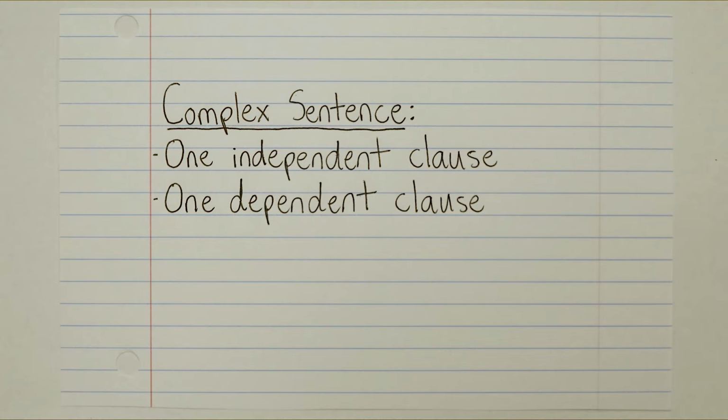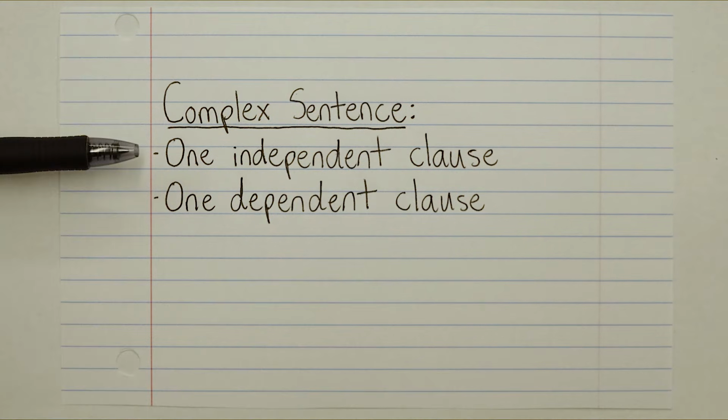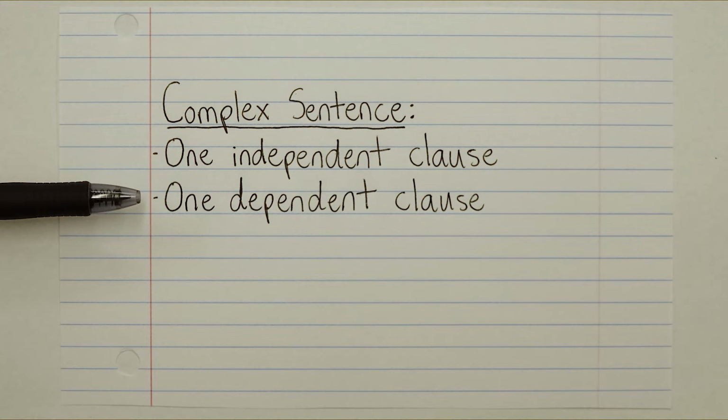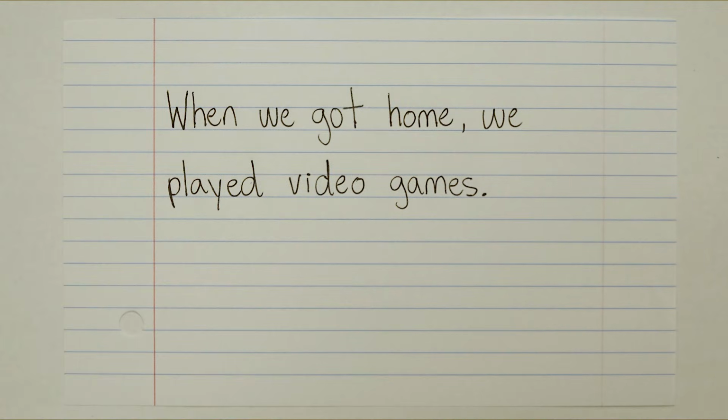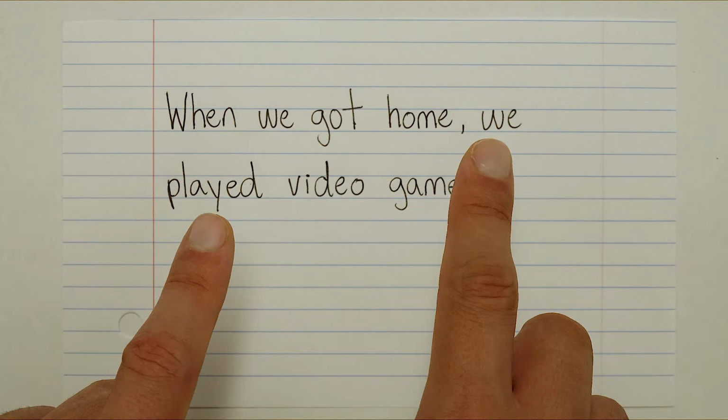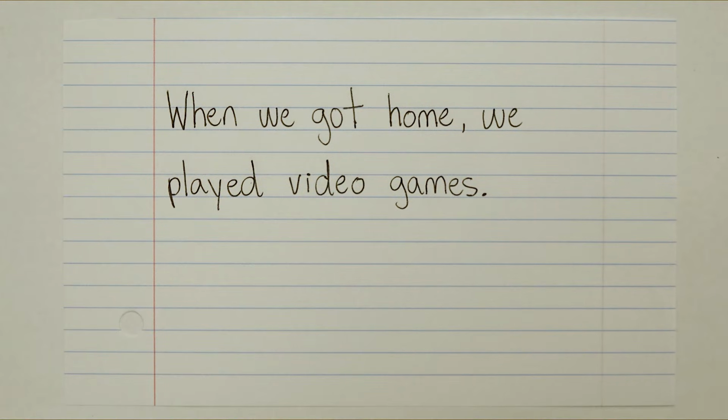A complex sentence falls somewhere between these two. A complex sentence has just one true independent clause, but it also has what's called a dependent clause, a phrase that contains a subject-predicate unit, but isn't an actual sentence, like this. When we got home, we played video games. So here you have two subject-predicate units, we and got, and we and played. But only one part of this sentence can stand on its own, and that's we played video games. That's our independent clause, our complete thought.